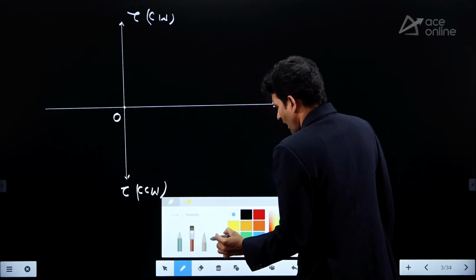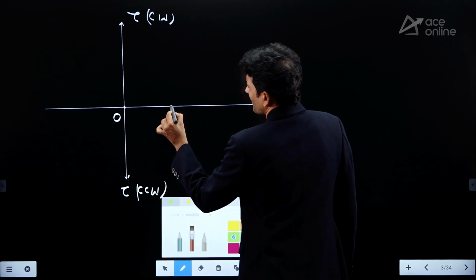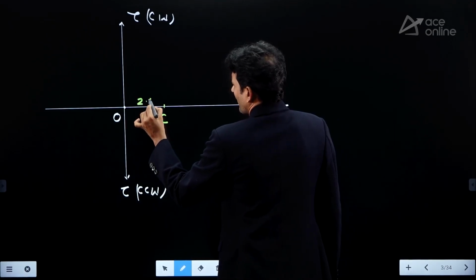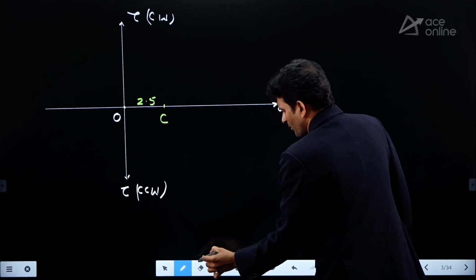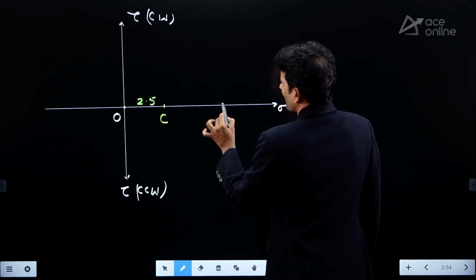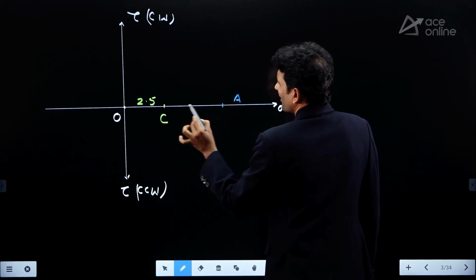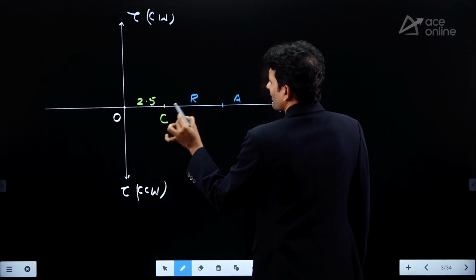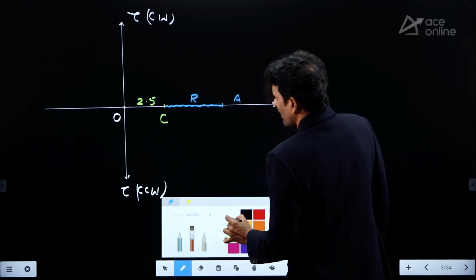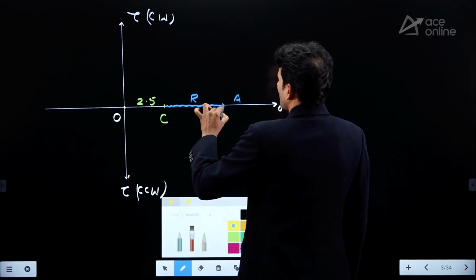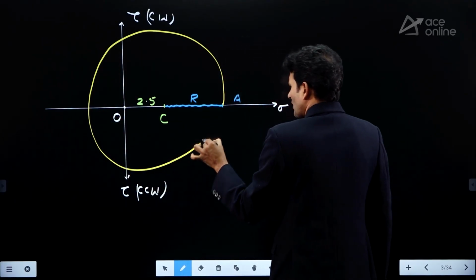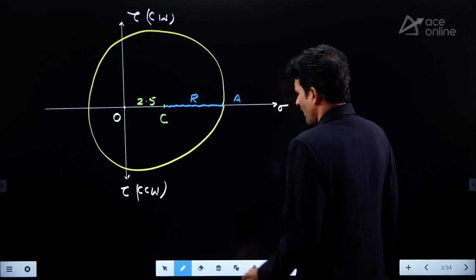Now OC, here we are having 2.5 units. Just mark somewhere here 2.5. Radius, how much we are having? 7.5. Obviously 7.5 is more than 2.5. I can mark this point as A. From here to here it is giving the radius. With C as center, AC as radius, if I take the circle, it enters into the negative normal axis side. The circle is something like this.